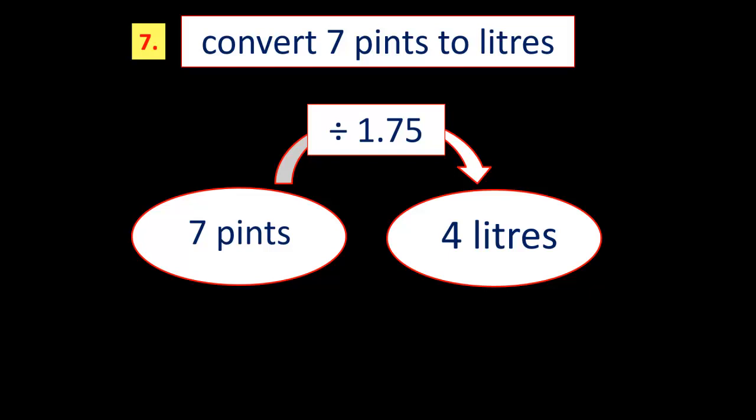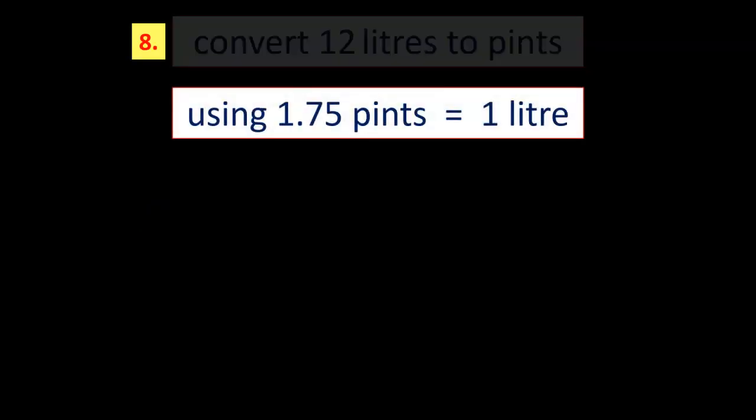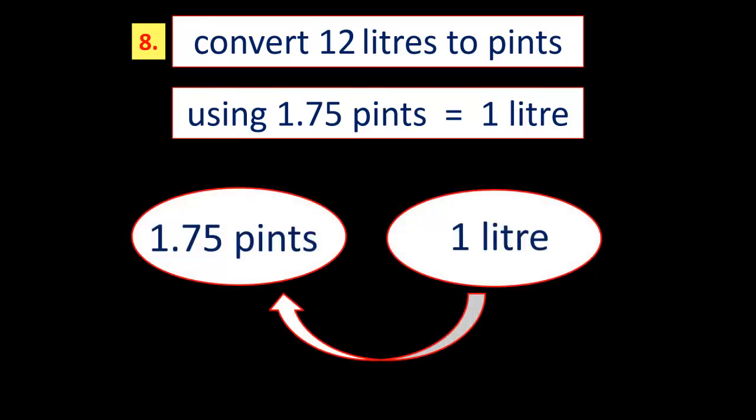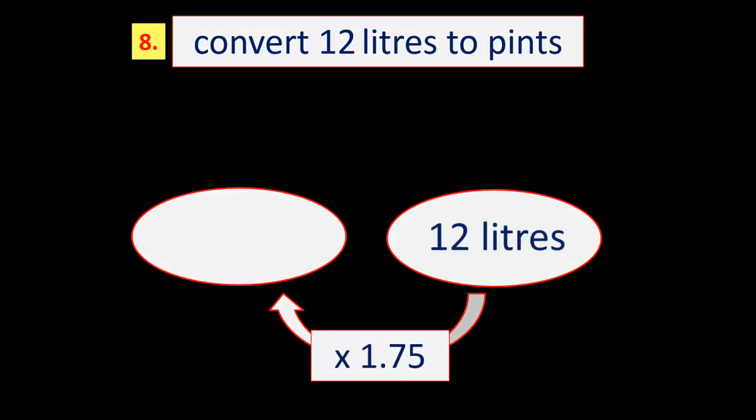Okay, and then the last one, we're converting 12 litres to pints. So we're going to get a bigger number. There are more pints for the same capacity as litres. So we're going to multiply. So we've got 12 times 1.75. And what's that going to be? 21 pints. Excellent. If you've got any wrong, go back over them before you move on to the next bit.